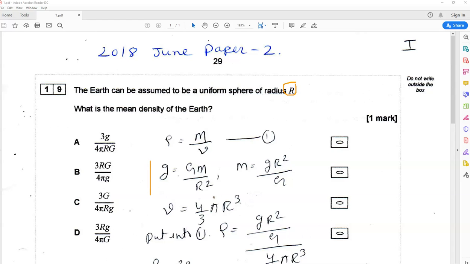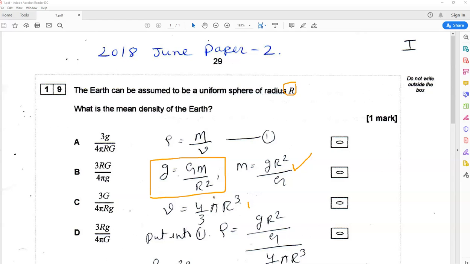Now the only thing we know is the radius r. Using this standard equation, the gravitational field is equal to GM by r squared, where r is the radius of the Earth. So you can get the equation for M. If you reorganize this, you get M equals small g r squared by big G. Now we have the value of M.